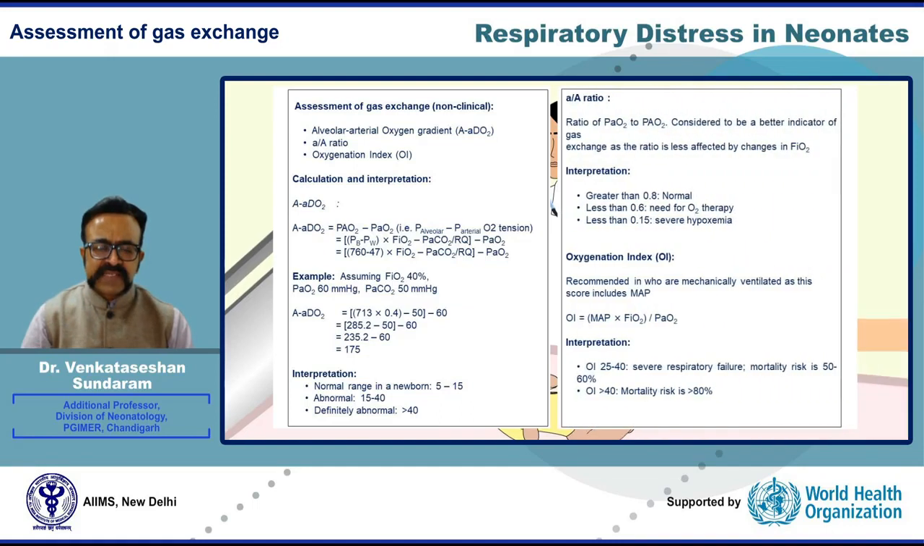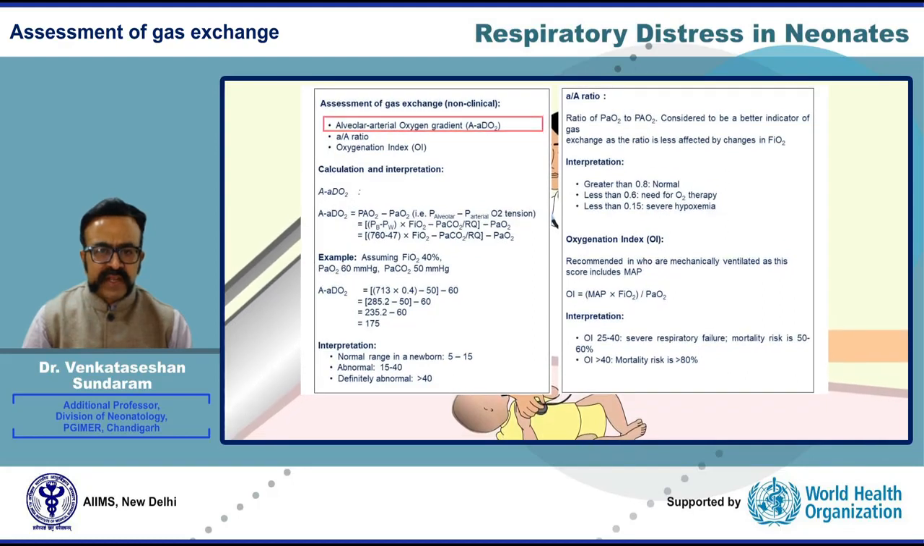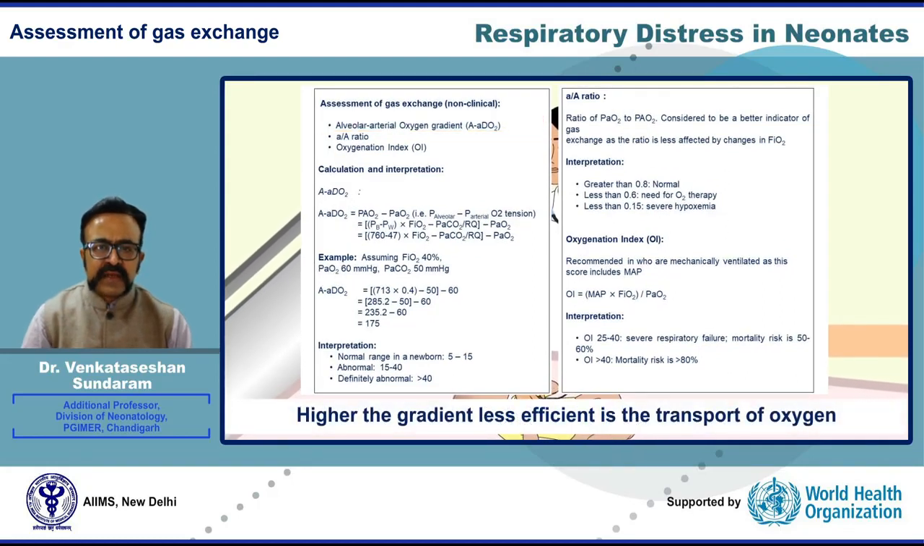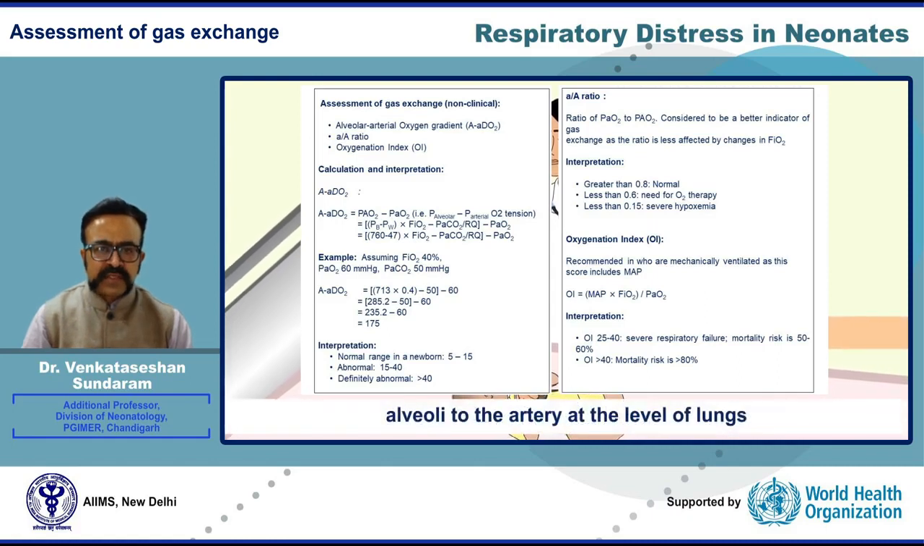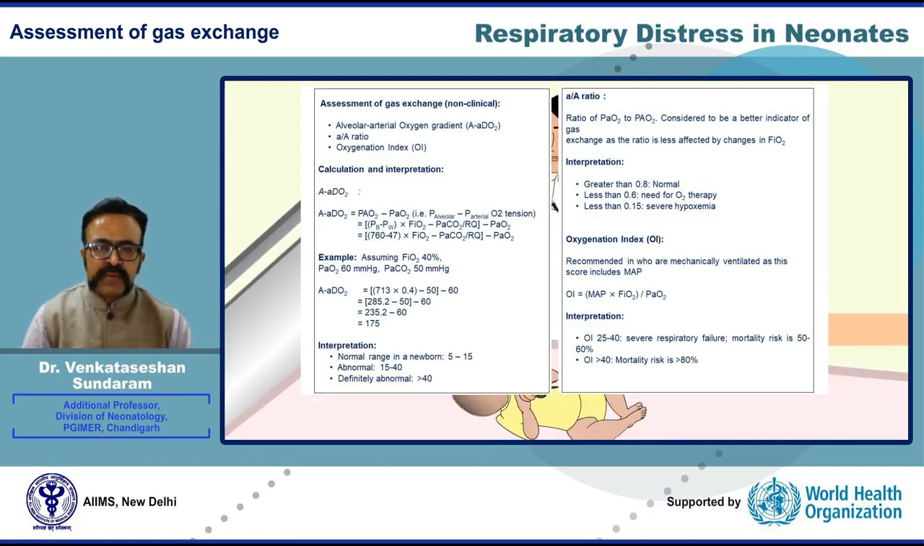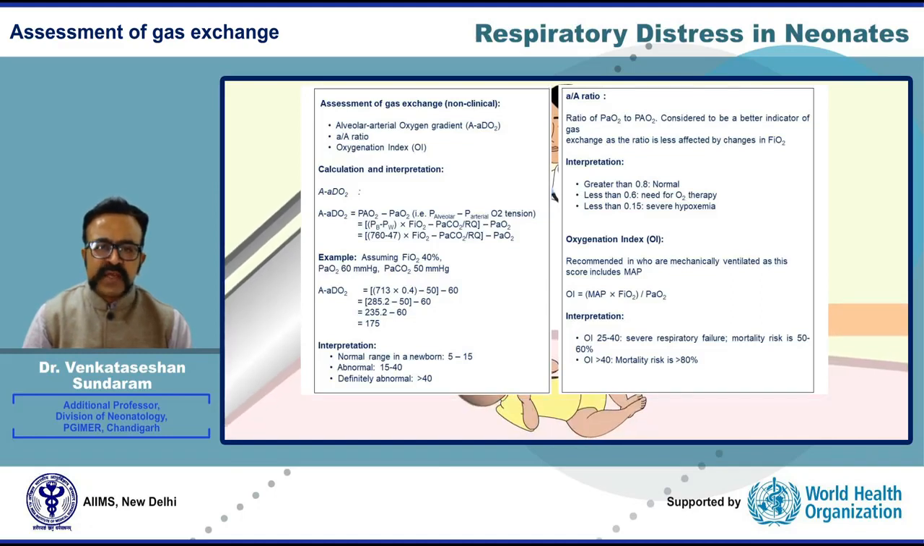Now, gas exchange should also be assessed in a non-clinical manner. Various parameters and indices can be used for the purpose. The most commonly used index is the alveolar arterial oxygen gradient. Higher the gradient, less efficient is the transport of oxygen from alveoli to the artery at the level of lungs. I would not be describing the details of calculation here. However, one should remember to use a different barometric pressure for your city based on the height above sea level.